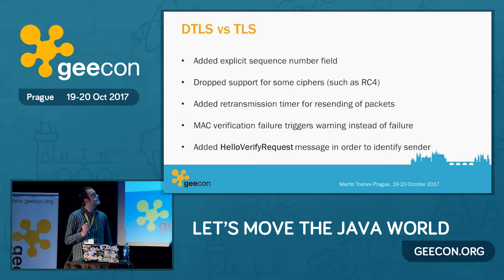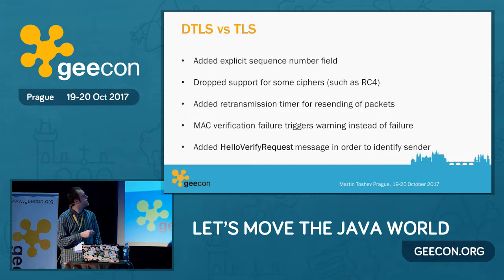A number of comparisons exist in regard to the standard TLS protocol. First, the DTLS protocol adds an additional sequence number field that allows the application to reorder DTLS packets properly, because that's not provided by UDP by default. Also, support for some cryptographic ciphers is dropped because it doesn't make sense to use them with UDP. And also, in order to be able to resend messages automatically, there is the so-called retransmission timer that's been added to the protocol that allows you to automatically retransmit messages.